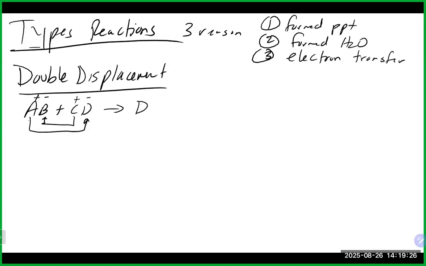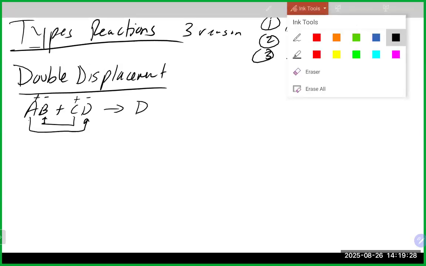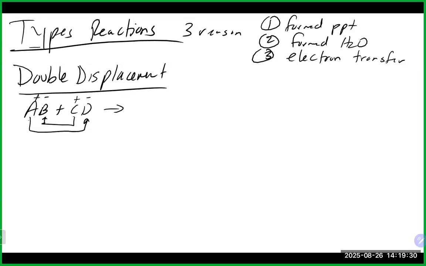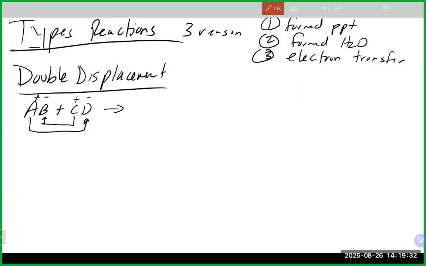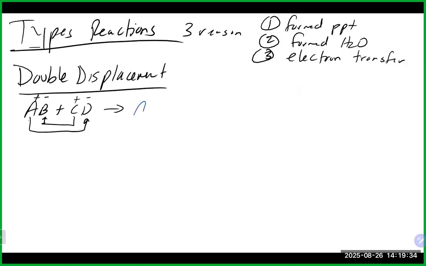Let me get my alphabet right here. Try that again. They will make AD and CB in this case. And double displacement reactions actually take care of the first two reasons.